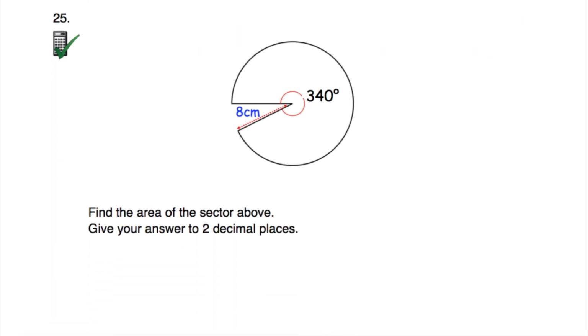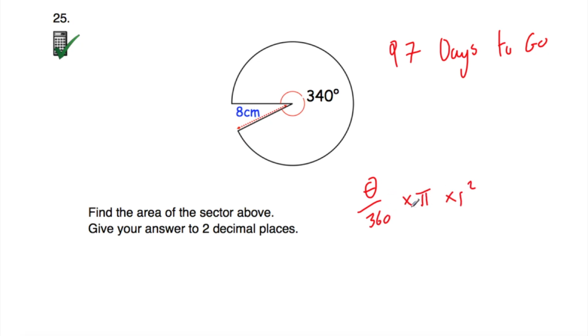Okay, next, question number 25. If you need any extra help on this, this is the area of a sector. So watch video 97 days to go. That video goes through the area of a sector, such as this. But in terms of the area of a sector, if you need any extra help, just remember that you've got beta over 360 multiplied by pi multiplied by the radius squared, or beta over 360 multiplied by pi r squared. So in other words, the fraction of the circle multiplied by the area of the circle. So you've got enough information in terms of this question to be able to work that out, hopefully. And just remember to give your answer to 2 decimal places.